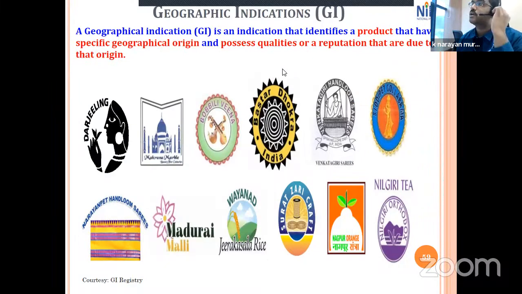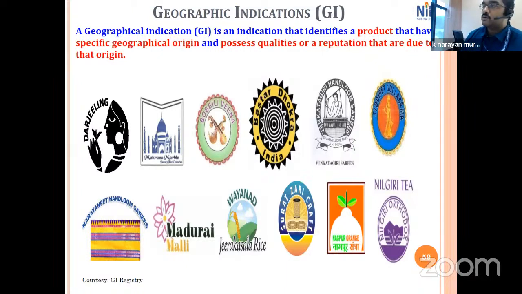So we have geographical indications. A geographical indication identifies a product that is specific to a geographic region. For example, you have Darjeeling tea. It belongs to Darjeeling, and it has some particular qualities, like the soil content or the particular climatic condition, which make this tea different in taste compared to, say, a tea from a tea garden in Kerala. So it possesses some qualities or reputation that are due to its origin.